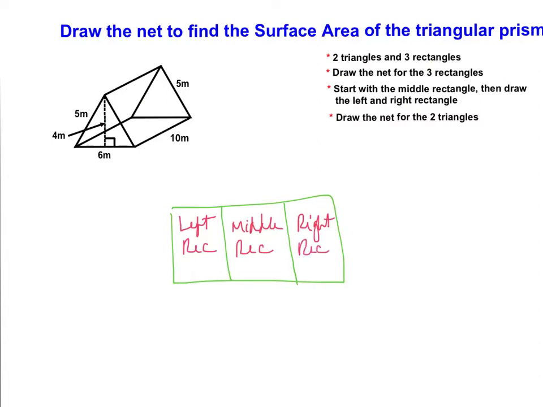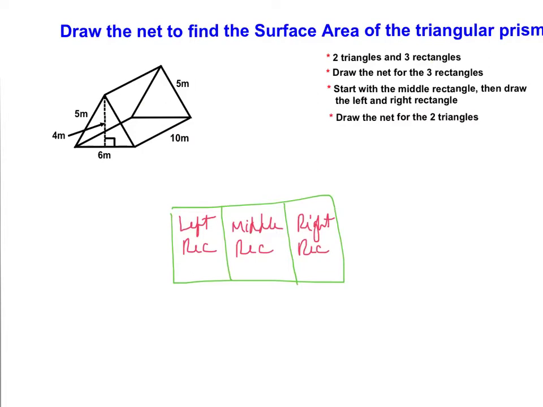I'm going to go ahead and start with the middle rectangle. To me, that's the easiest one, the bottom one. We can see it's a 6 by 10. But when you go to label your dimensions, is this the 6 or is this the 10? Well, there's one way to find out.